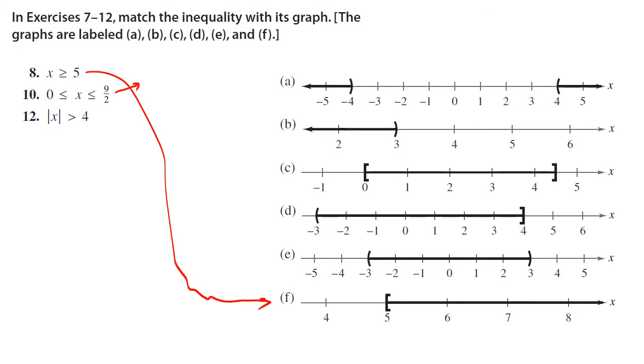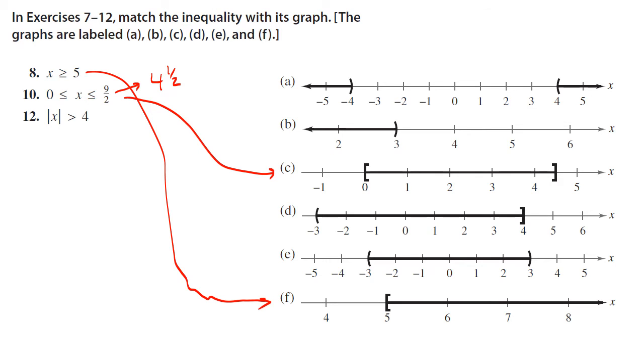All right, next one. This one, notice it's bounded between 0 and 9 halves. So just a little bit, what is 9 halves? 9 divided by 2. 4.5, yeah. So I'm looking for a graph that goes from 0 to 4.5, and then also bracket. Notice this little bracket at 0, bracket 4.5, and that is going to be good. So yeah, 9 halves is 4.5, and it is C. C should be the answer there.